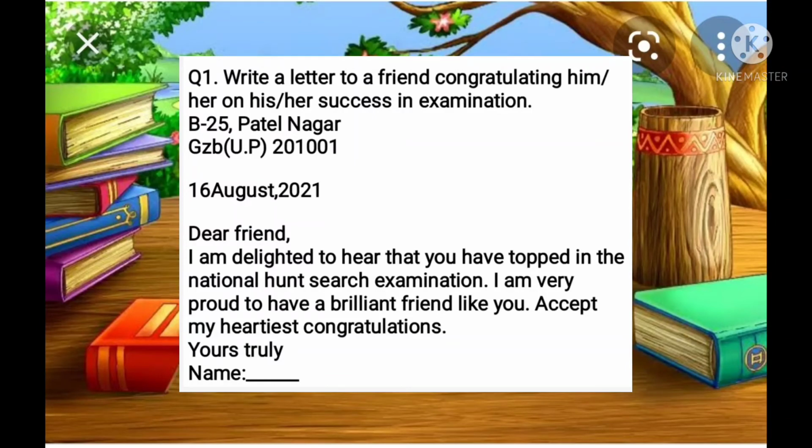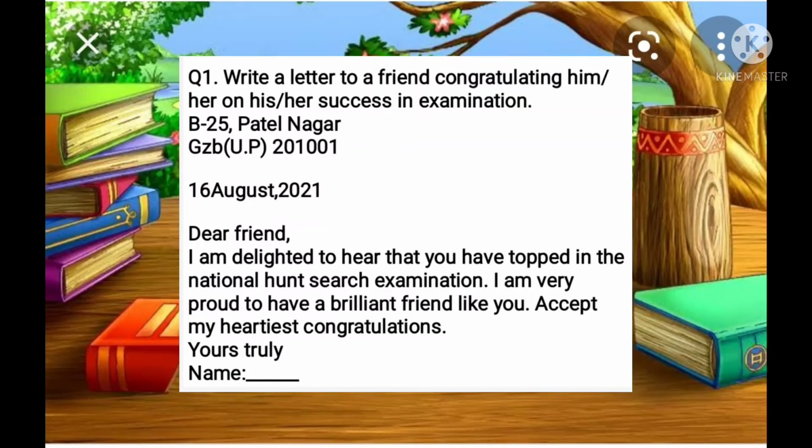Dear friend, here you can write the name of your friend also. For example, dear Ria, dear Ram, etc. I am delighted to hear that you have topped in the National Health Search Examination. I am very proud to have a brilliant friend like you. Accept my heartiest congratulations. In the body of the letter, we can write down our own emotions. We can increase or decrease the words as per our choice. You may include one or two more lines to congratulate your friend.